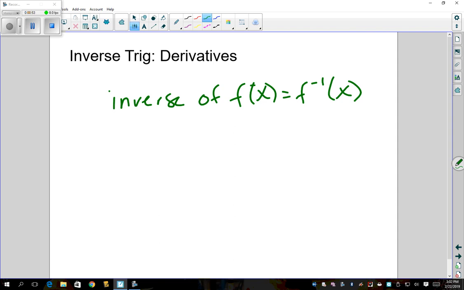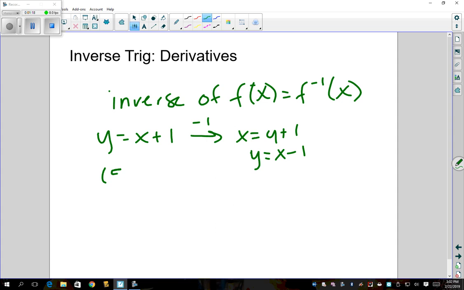So when we have an inverse function, let's say y equals x plus 1. When I find the inverse, I switch the variables, so I get x equals y plus 1, and then I want to solve for y, so I get y equals x minus 1. So y equals x minus 1 is the inverse of y equals x plus 1. If I plug in 5 for x, I get 5 plus 1, y is 6. Here if I plug in 6 for x, 6 minus 1 is 5. So when I take the inverse, I have these two numbers that flip-flop.